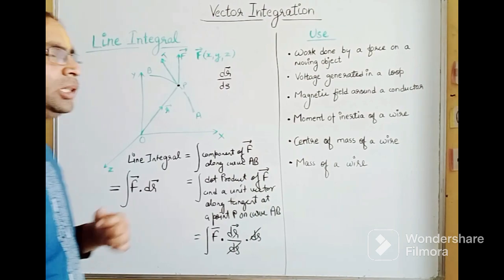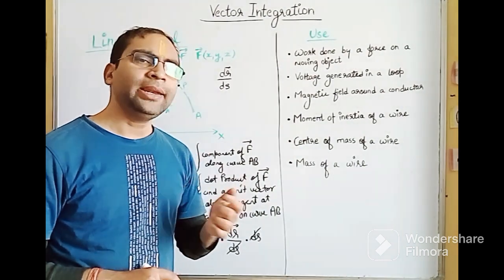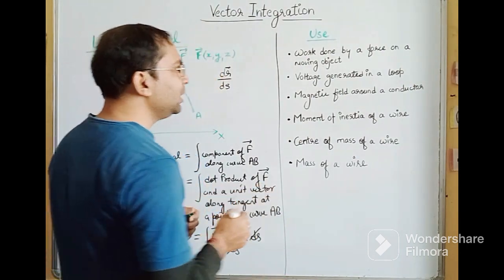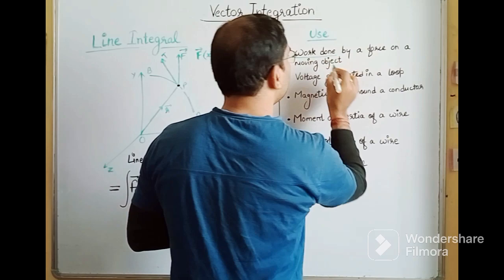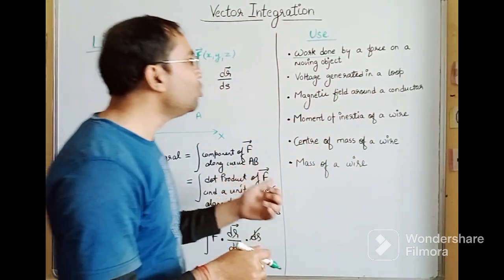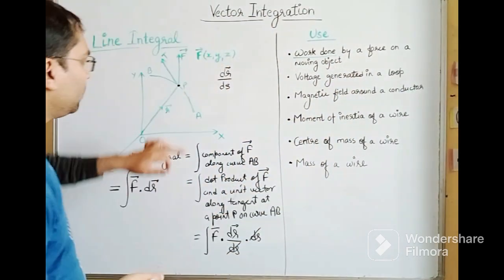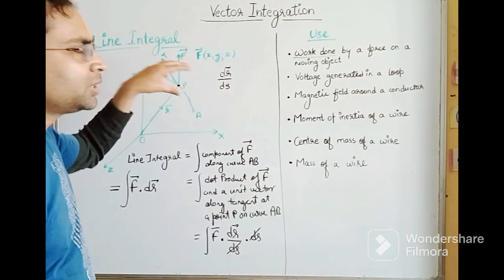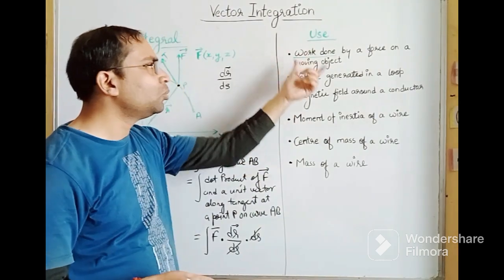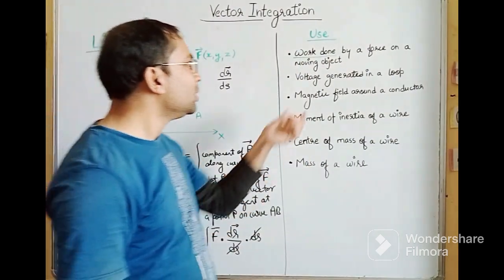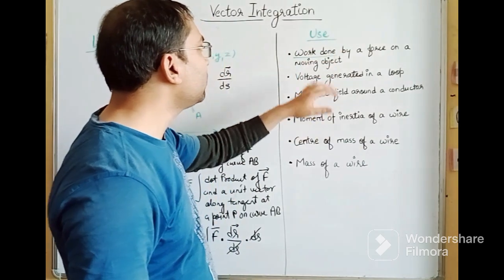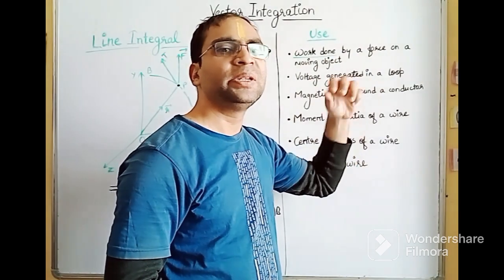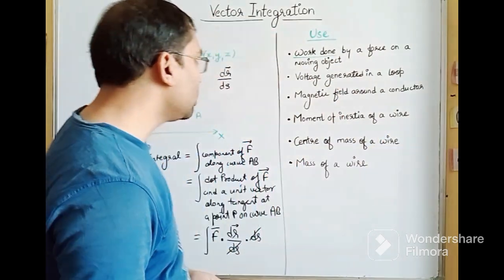Now let us see what the uses of this line integral are and when we need to evaluate it. We evaluate line integral to obtain the work done by a force on a moving object. Let's say there is an object moving from A to B, then the force acting upon it will do some work and we need to calculate that work. For that we use line integral. So we use it to calculate work done by a force on an object which is displaced from one point to another along a curve.